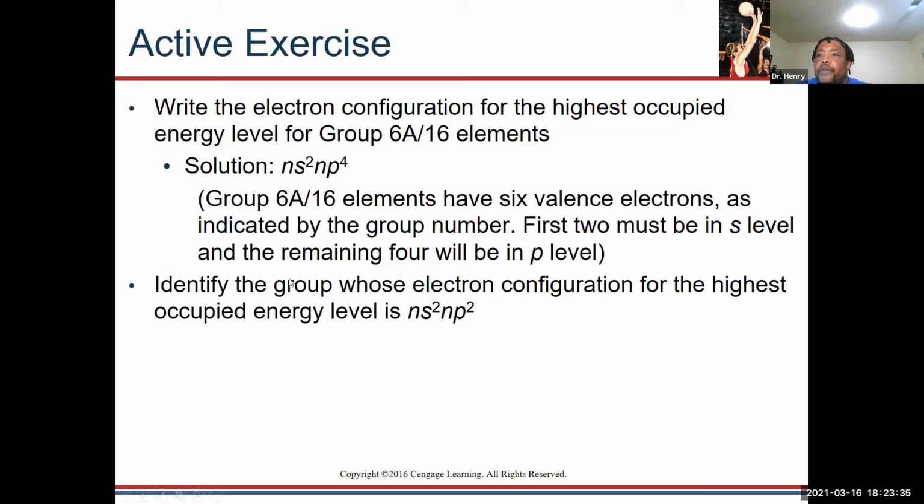Okay, so here it says identify the group whose electron configuration for the highest occupied energy level is ns2 and np2.